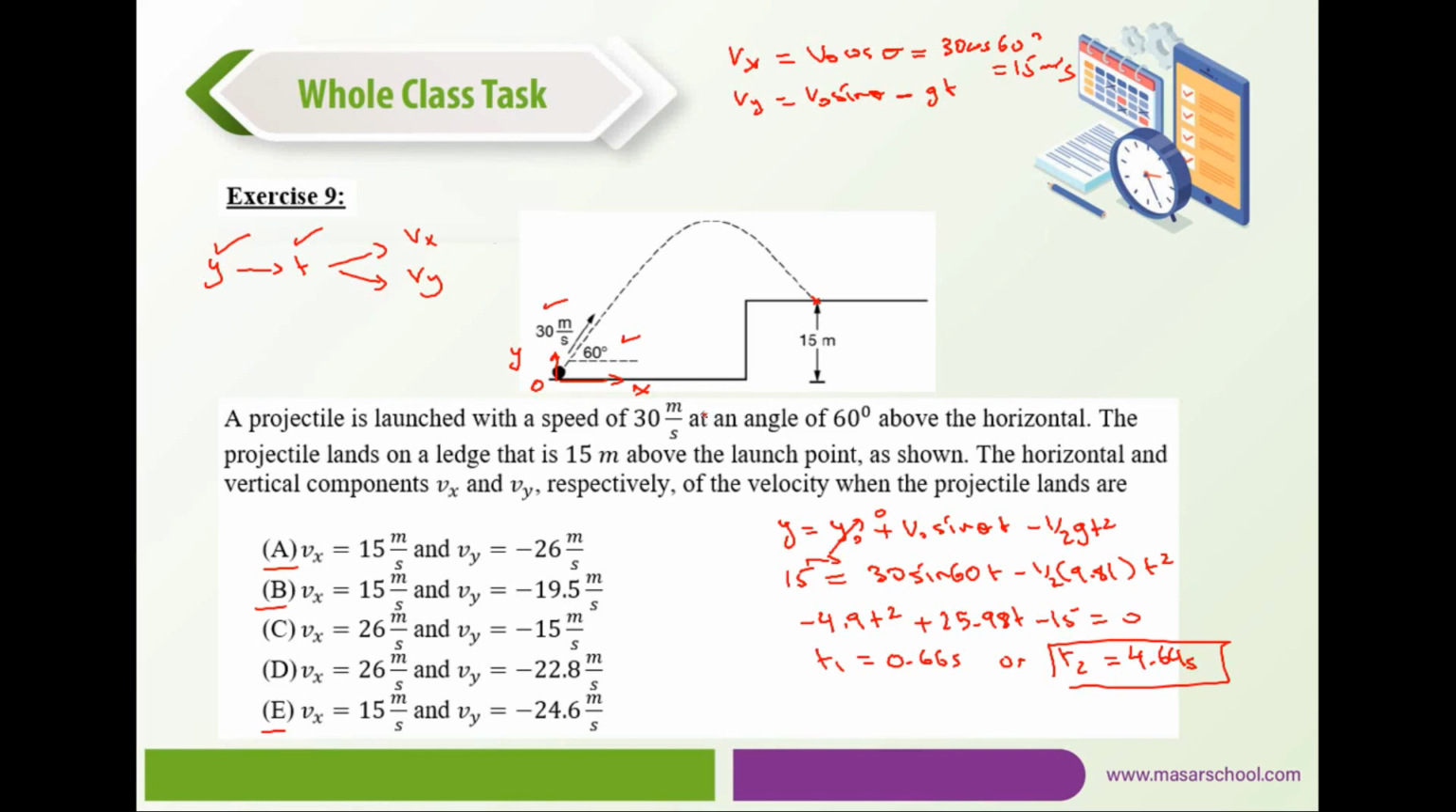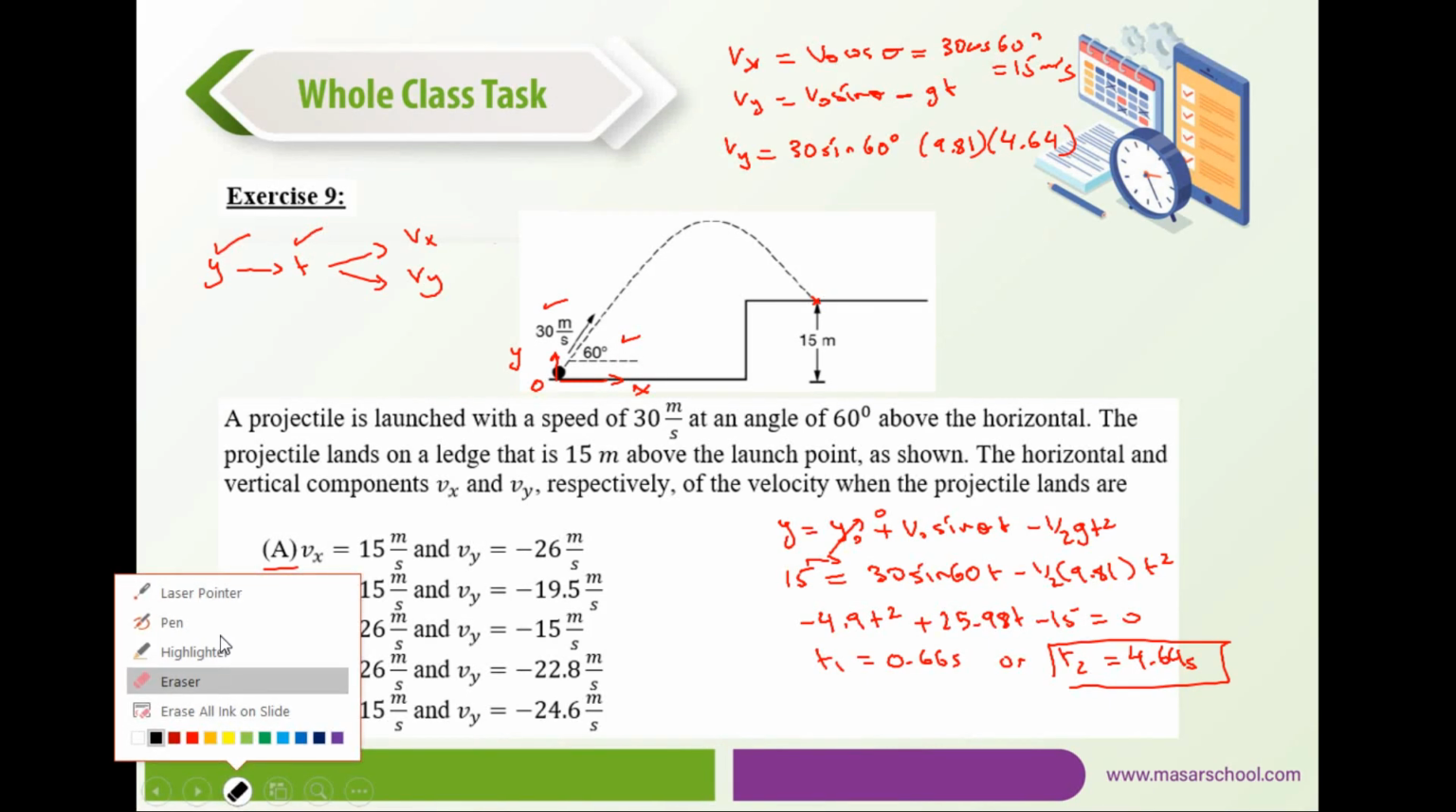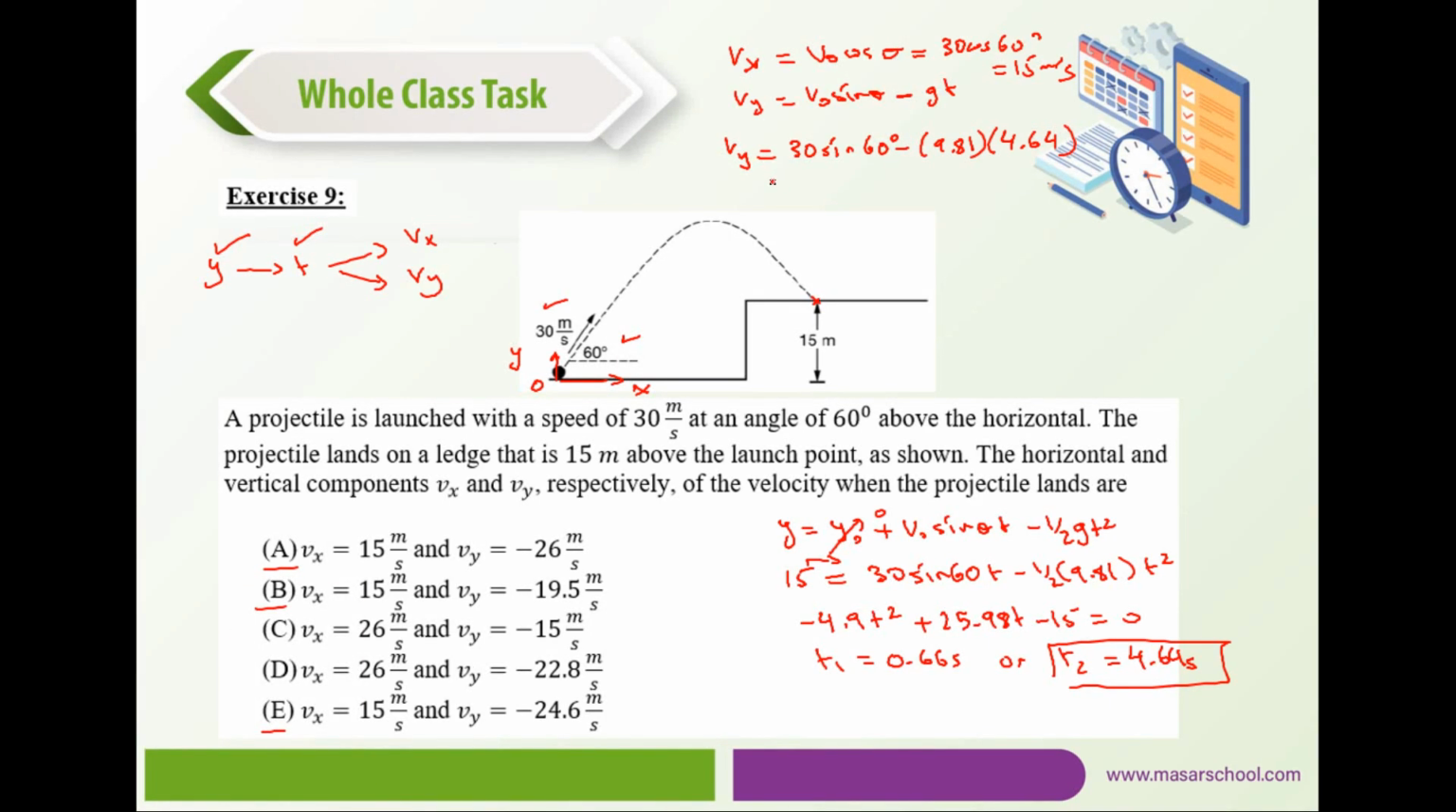What about Vy? We know that Vy in this case would be negative, because at this point the vertical velocity would be downward. Vy is given by V0 sine theta, which is 30 sine 60, minus 9.81 multiplied by the time t, which is 4.64, and plugging that in the calculator, that would be a value of minus 19.54 meters per second, and in this case the correct answer is B.